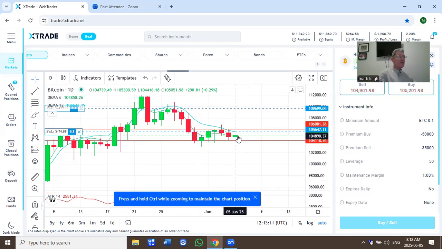But on the front foot for now, buyers will certainly be looking to test and break above that 106 level, whereas the last 2 days have been red. Bias is down, trend is down. Sellers will be looking to test this $104,000 support.